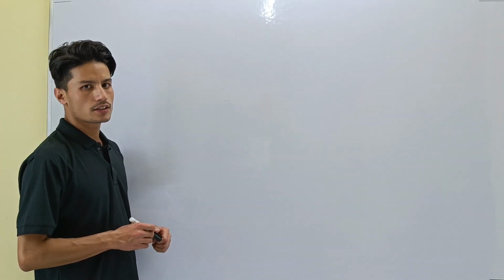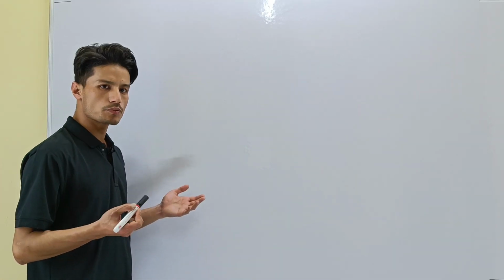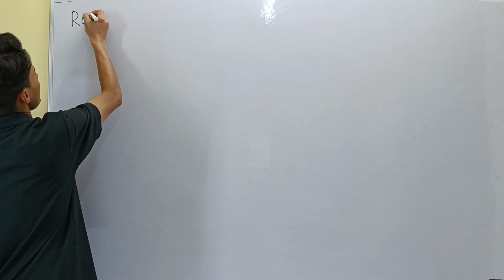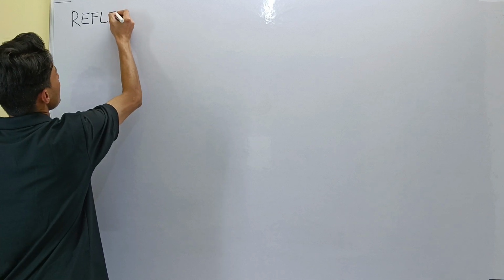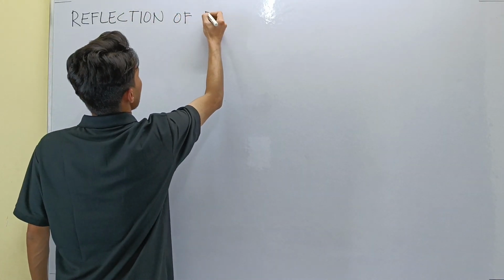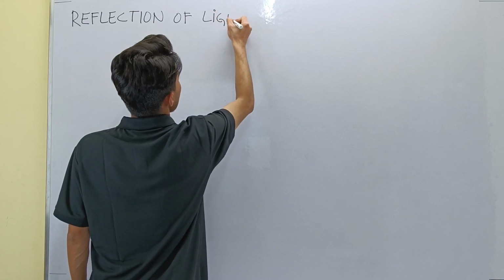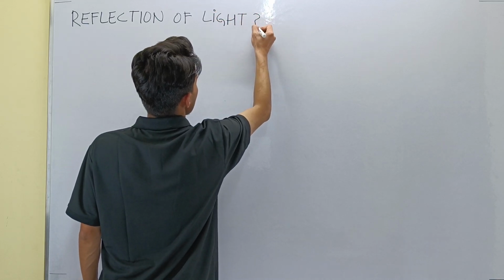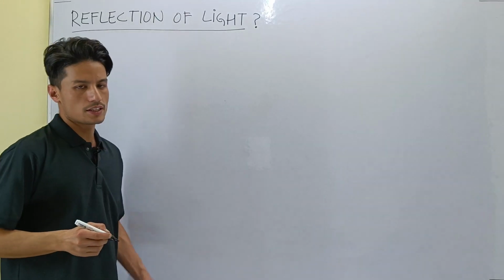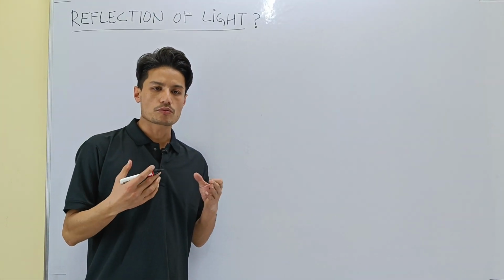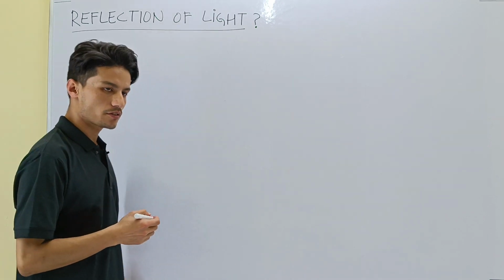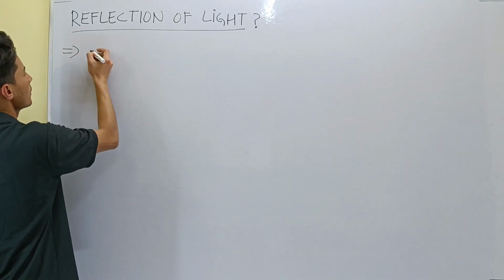So today we'll start our lesson with reflection. So what is reflection of light? R-E-F-L-E-C-T-I-O-N, reflection of light. What is reflection of light? Now, reflection of light, the phenomenon of bouncing of light when light hits a surface is known as reflection of light. So let us write the definition.